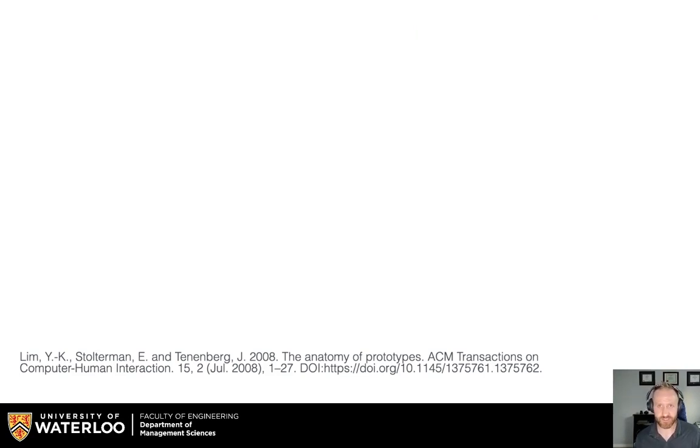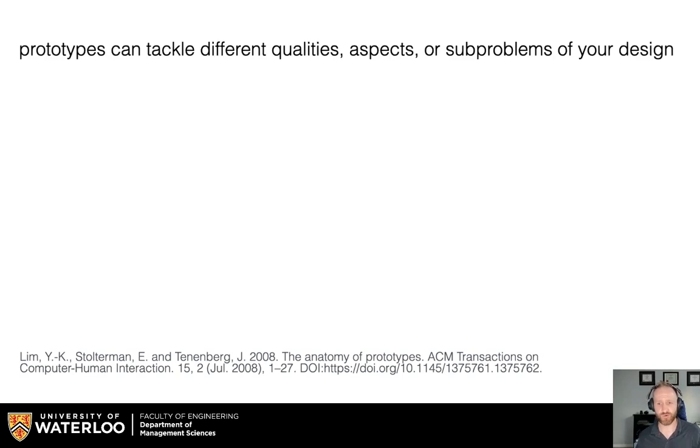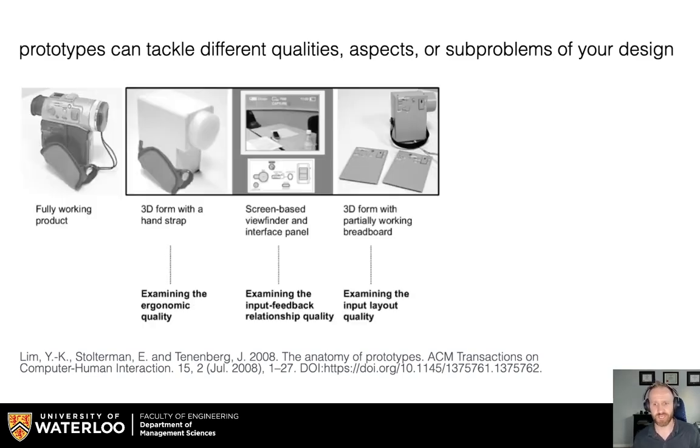A way to look at this another way might be that prototypes can tackle different qualities, aspects, or sub-problems of your design. So if you're building a functioning product like a camcorder, you might try to explore the form factor. So you have a 3D form with a hand strap. You might 3D print this, or you might take some plastic that you have lying around your shop and construct the form factor, put a handle on it, and get a sense, okay, this fits in your hand, but if it's bigger or smaller, it doesn't quite work. And that examines the ergonomic quality. That's one lens, and it's the most efficient way of looking at that aspect.